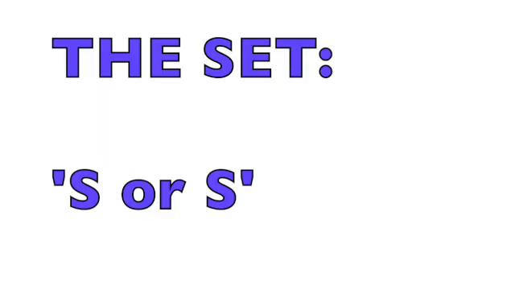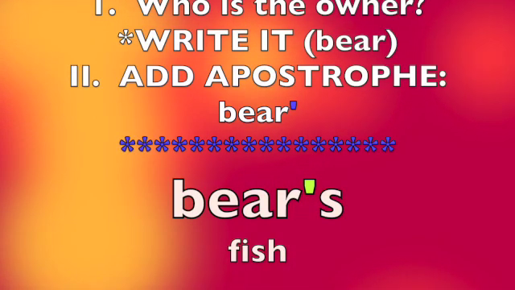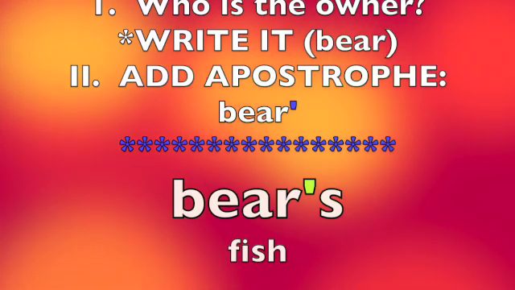Then you have to say to yourself, do I have the set? And some people are like, the set? What are you talking about? I've never even heard of that. Well, the set is an S and an apostrophe. Now, it can be S apostrophe, it can be apostrophe S, but the order does matter. So you write the owner, bear. You add your apostrophe. I don't have an S yet, so I need to add that S: bear's fish.